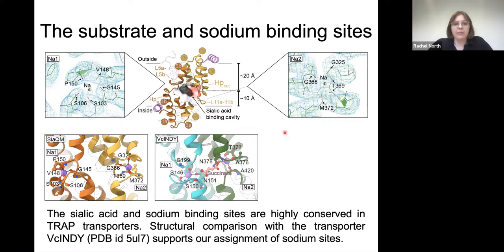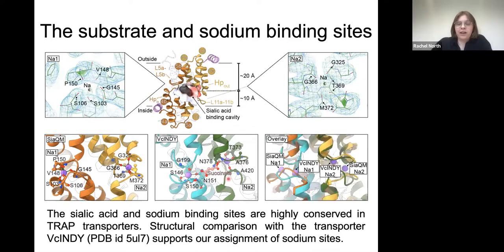And also we did a structural comparison with a related transporter. It's not related in sequence, but it is related in its fold and topology, as I mentioned earlier. This is called VcINDY, and this supports our structural assignment of the sodium sites. On the left-hand side over here, we have the sodium sites in SiaQM. We have Na1 and Na2 over here in between these two broken helices. And in the middle here, we have VcINDY, sodium 1 and sodium 2, also with sodium sites nestled between these two broken helices. And in this structure, they also had their substrate binding site, further confirming that we have our substrate binding site here in between these two sodiums. And then when we overlay these sites, you'll see that they're in a relatively similar position. And so this supports our assignment further of the sodiums that we see.